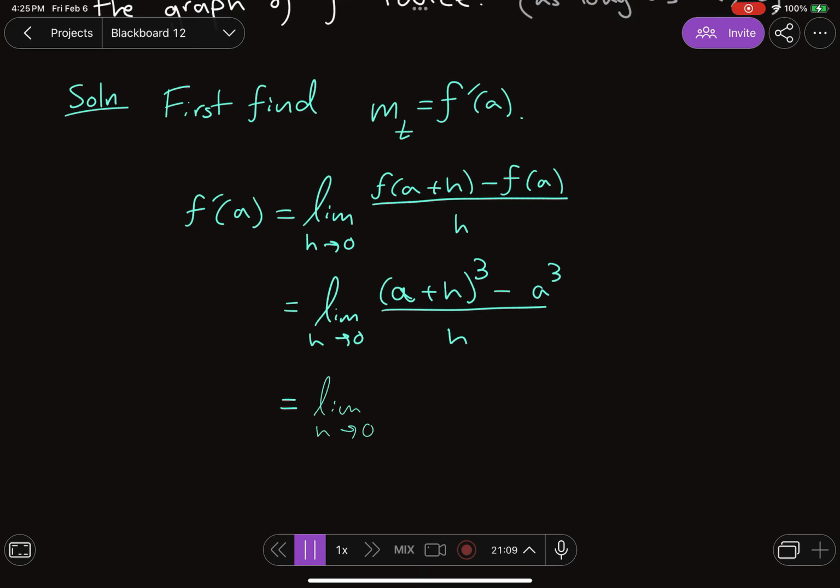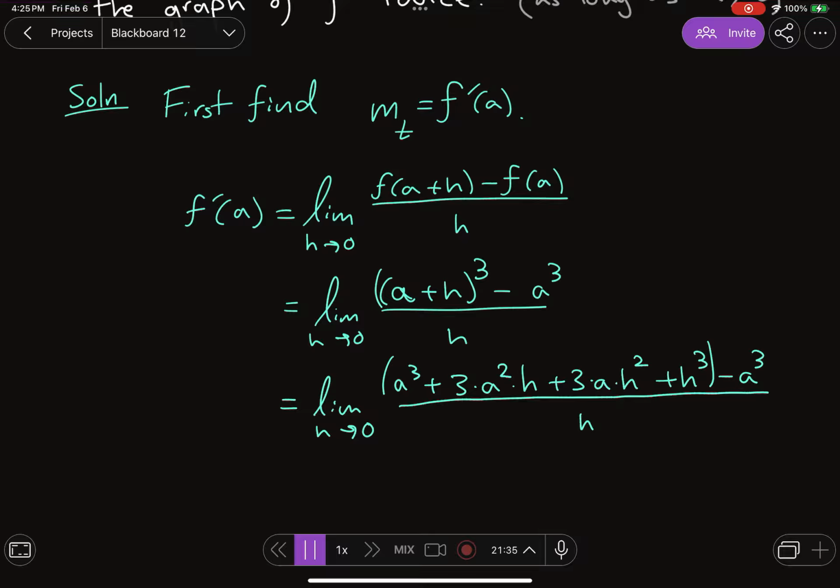This is the limit as h approaches 0 of a cubed plus 3 times a squared times h plus 3 times a times h squared plus h cubed minus a cubed. Okay, so fact check me. Use the distributive property twice and show that this object is the same as this object.